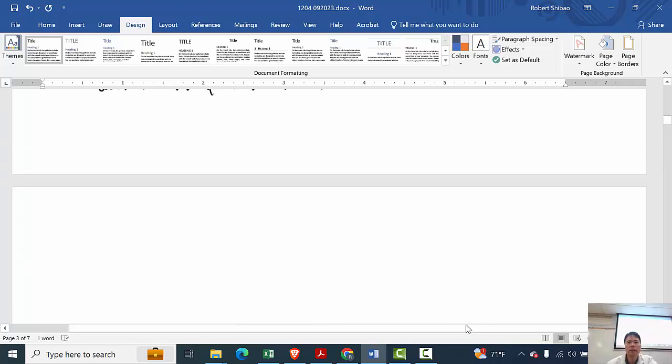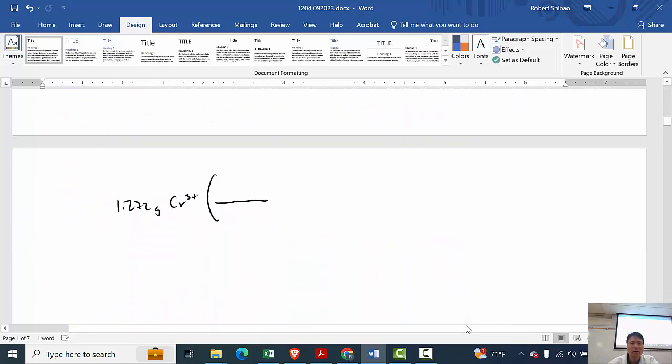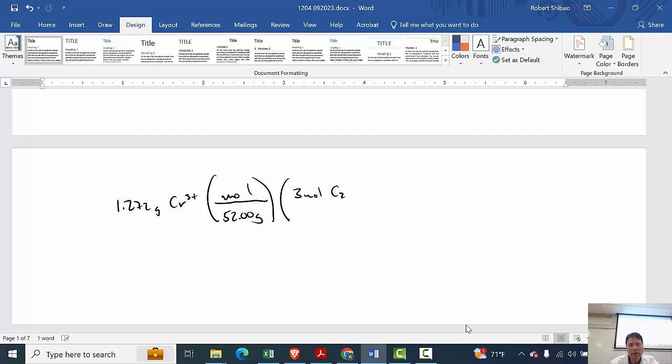Okay, so let's go ahead and calculate this. 1.272 grams of chromium 3 plus, and the molar mass is 52.00 grams per mole. It gives us moles of chromium 3 plus. And I know I need 3 moles of oxalate ions for every 1 mole of chromium 3 plus. This is going to be the trioxalato complex. And then I need 1 mole of potassium oxalate for every 1 mole of oxalate, 1-to-1.